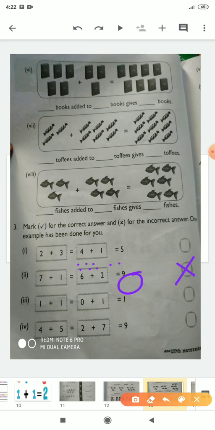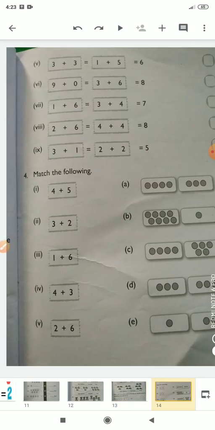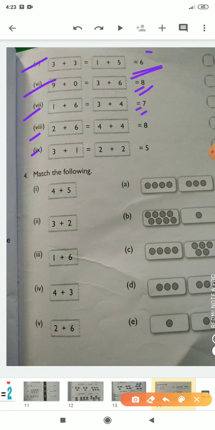So in this way you have to count the numbers given in the boxes, then you have to check the answer with the given answer. If the answer is wrong, you have to cross it. If the answer is the same, right, you have to tick it. Okay. Now same here, these questions also belong to that. You have to count the numbers. If the answer is exact with the given answer, it means it is right, so you have to tick it, and if it is wrong, you have to cross it.